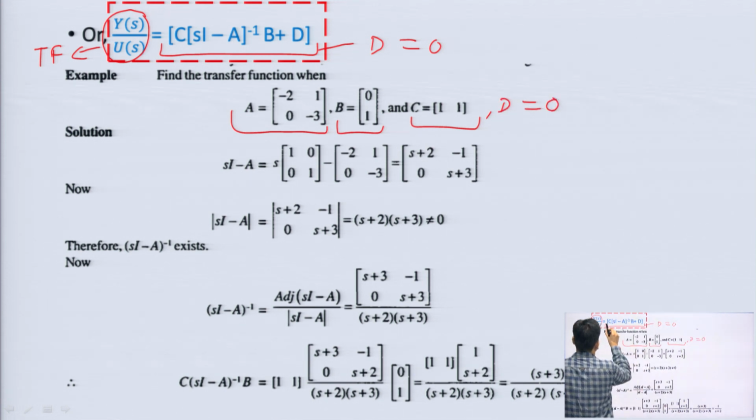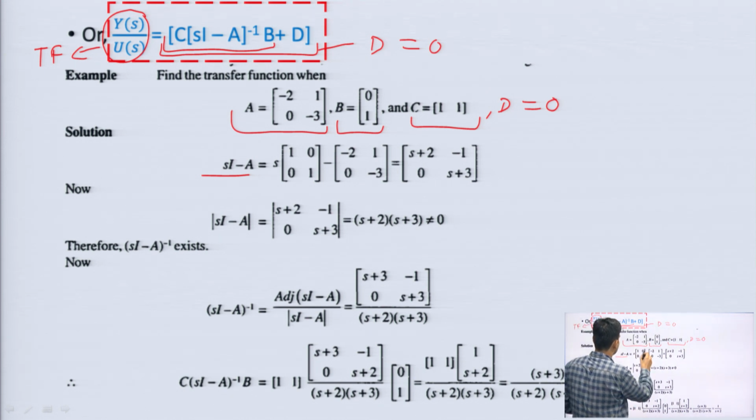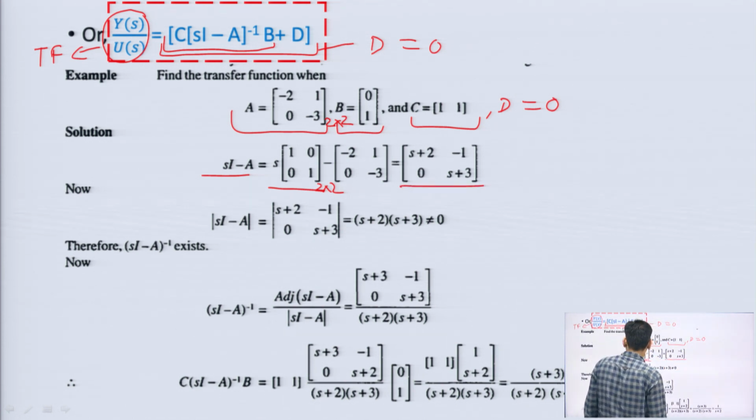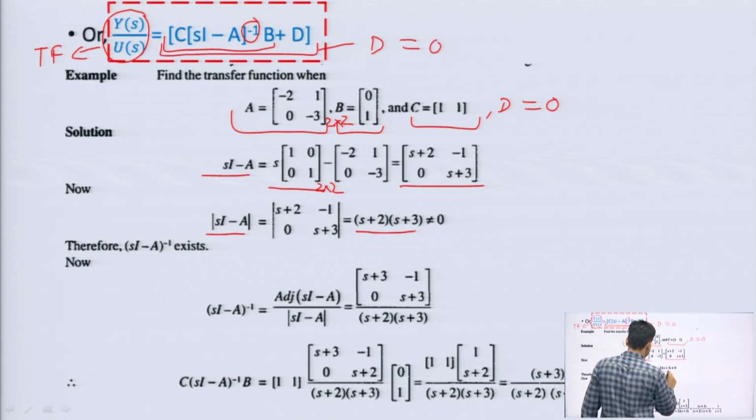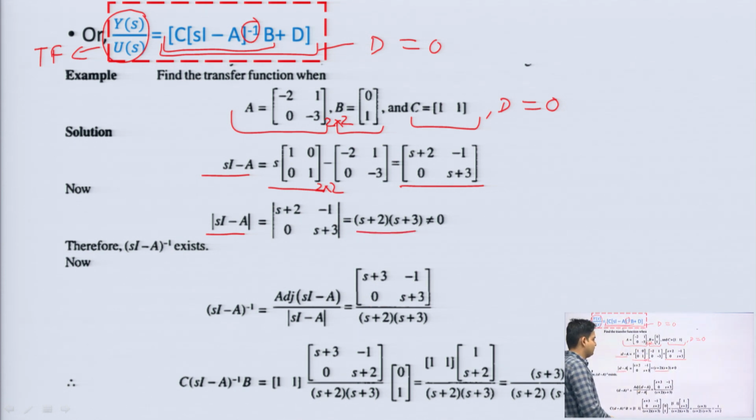In that case the remaining expression is C (sI minus A) inverse B. It means I need to calculate first sI minus A. Here the order of the A matrix is 2 cross 2, so the I matrix we have to assume automatically as 2 cross 2, right. Now, solve this expression, we will get this matrix. Now, we need to calculate the mod of this, so that we can calculate the inverse of this matrix. So, the mod of it is given by this. If this is not equal to 0, it means we can continue our solution. So, here we can say the inverse will exist.